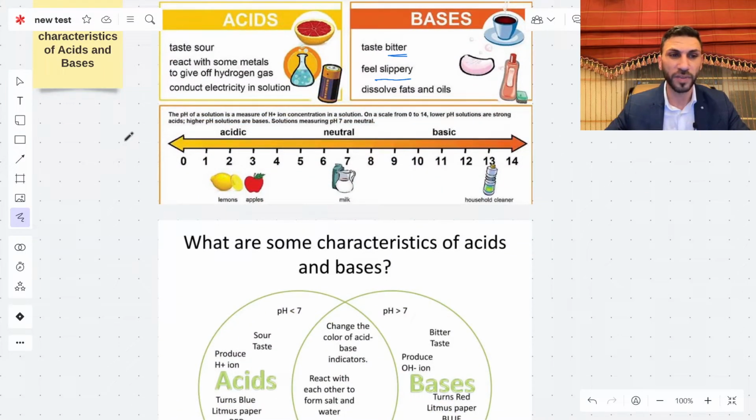Here we have what we call the pH scale that we're going to study later on. As you can see, we have 7 on the scale, and we call this a neutral solution. When it's higher than 7, it's going to be a basic solution, and when it's lower than 7, it's going to be an acidic solution.